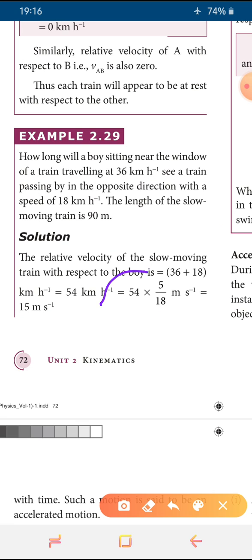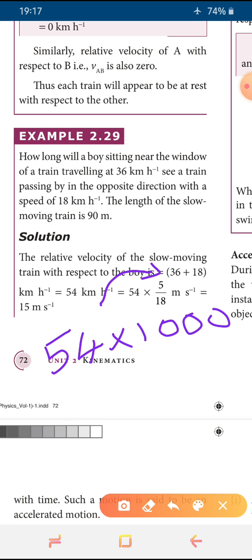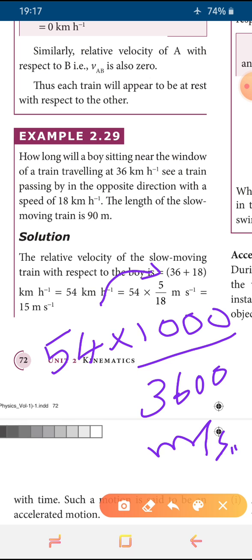How do we get this? We convert kilometer into meter, then hour into second. We write 54 into kilo, replacing kilo with its value, 10 power 3, or 1000, and keep meter. Hour is in the denominator, so converting hour into seconds gives 3600 seconds. Then we write meter per second.